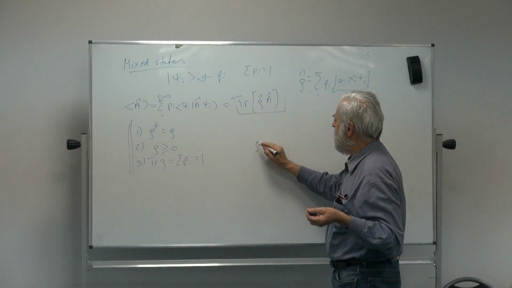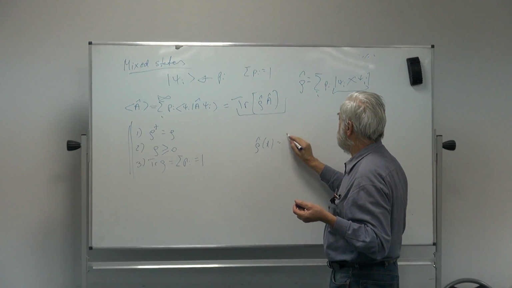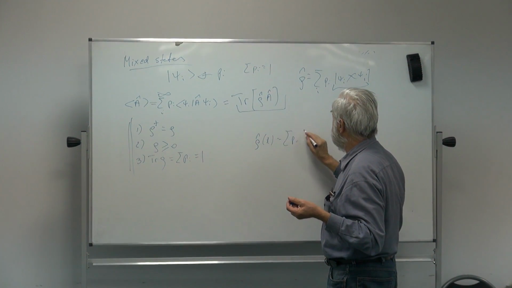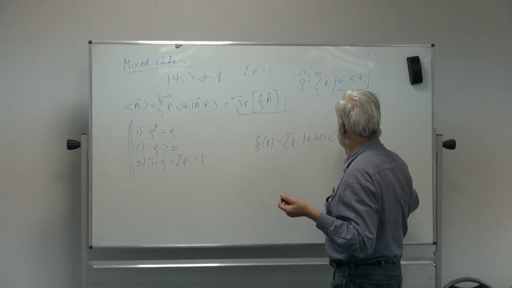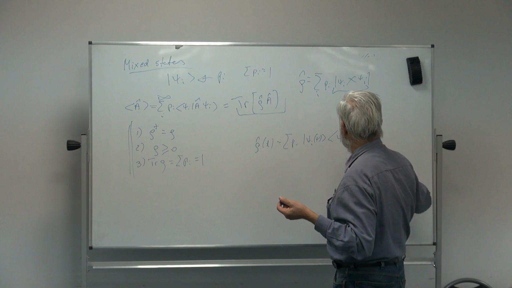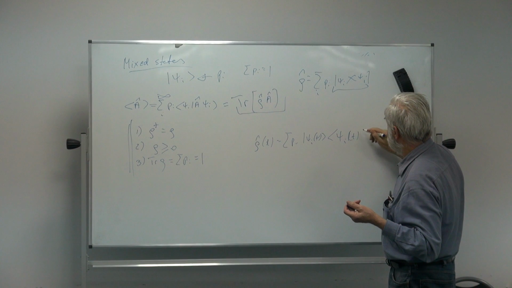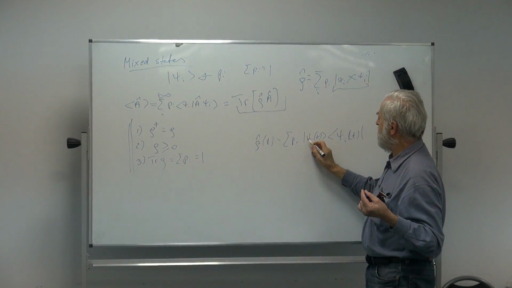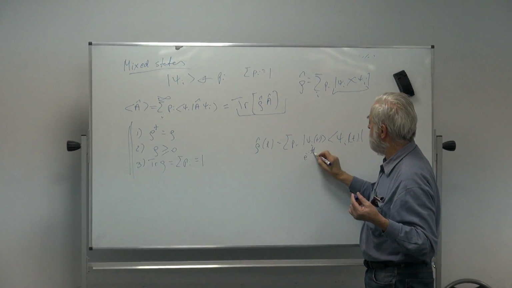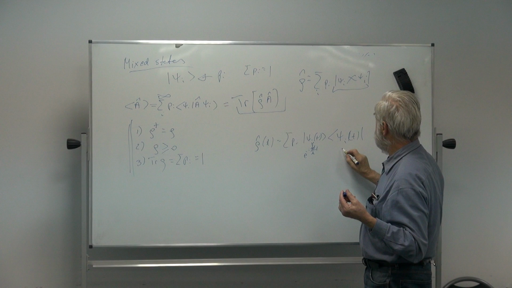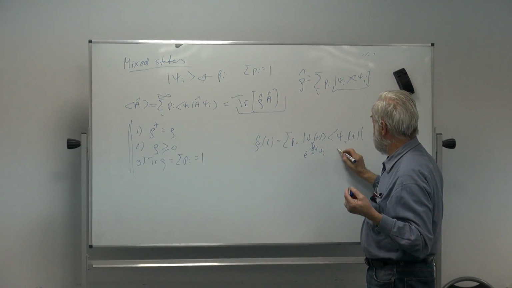Our density matrix rho at time t will be a sum of p_i times the evolved psi guys. Now we know that this is e to the minus i over h bar, H times t, times psi_i of 0, and this is the same.